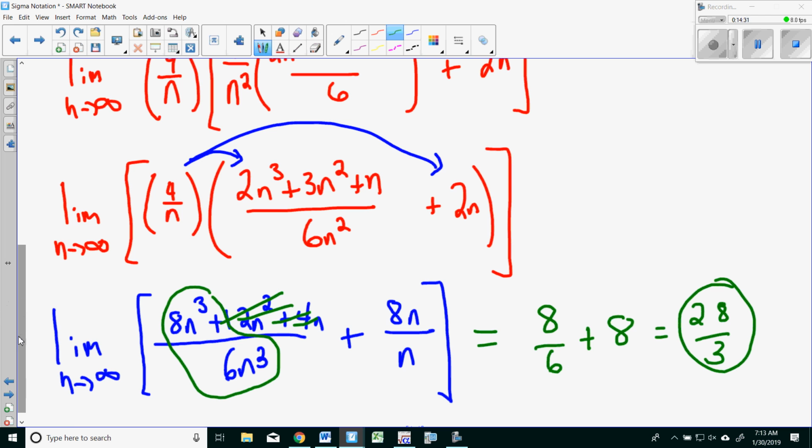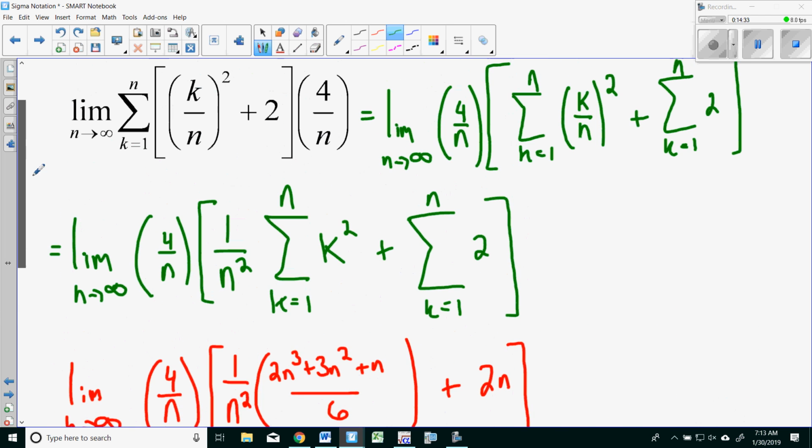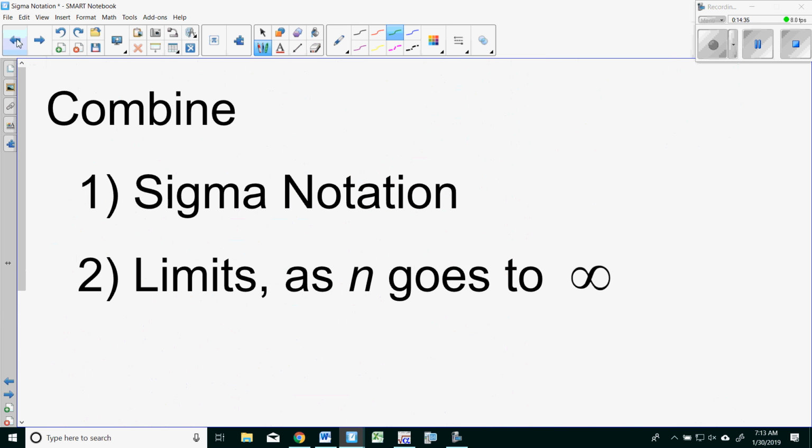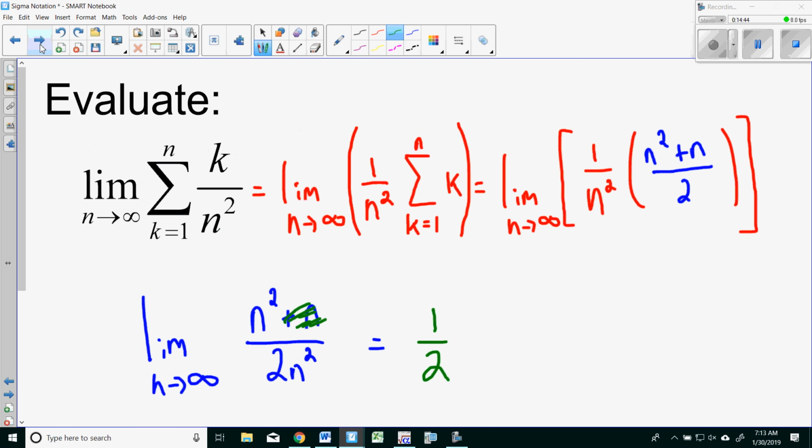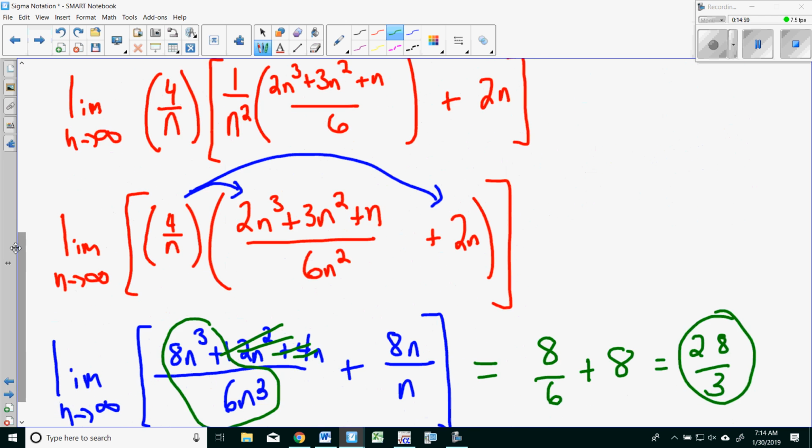So your homework has two parts. The first part of it is just a review of sigma notation, using these formulas to evaluate these types of questions. And then the second part is combining these and doing these limit sigma notations, where you're going to end up with something like this so that you can put it into the formula. You're going to end up with a limit that n goes to infinity, and then you're going to evaluate that limit to end up with some number as your answer.